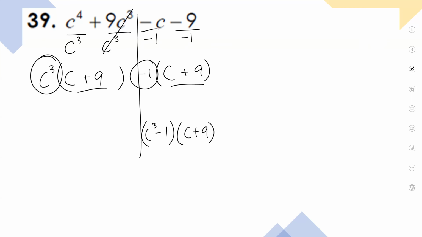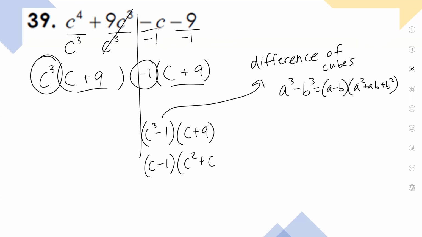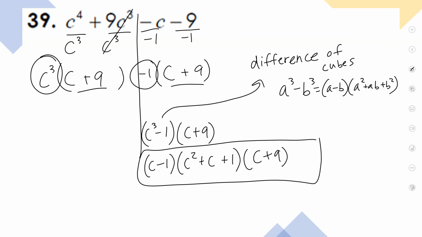Do not leave it here. You need to use the difference of cubes to finish factoring this. Difference of cubes. That formula is if you have A cubed minus B cubed, you'll have A minus B times A squared plus AB plus B squared. So this will be C minus 1, C squared plus C plus 1, C plus 9. You had to use difference of cubes.